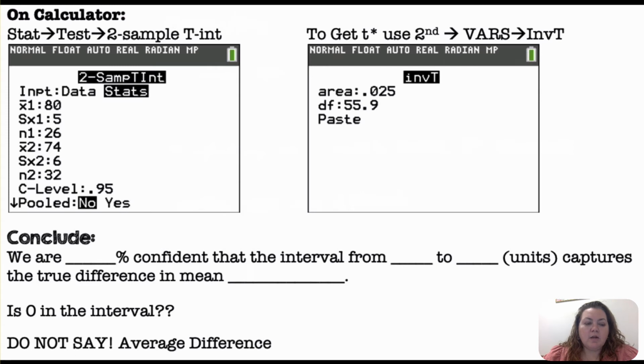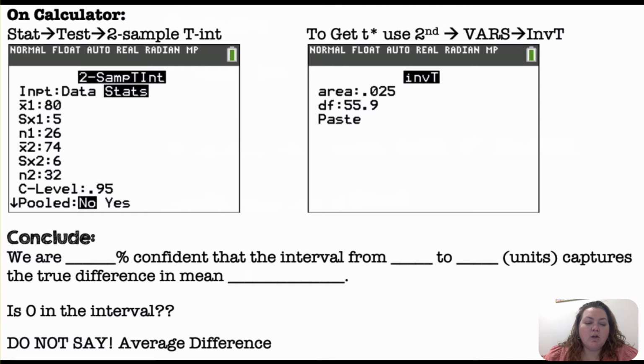All right, on your calculator, you're going to go STAT, TESTS, two-sample t-interval. You have the option to either use data, if you have data that you input into your lists, or stats, if they give you the means and the standard deviations. All right, and then your conclusion is we are blank % confident that the interval from blank to blank in units captures the true difference in mean whatever context.